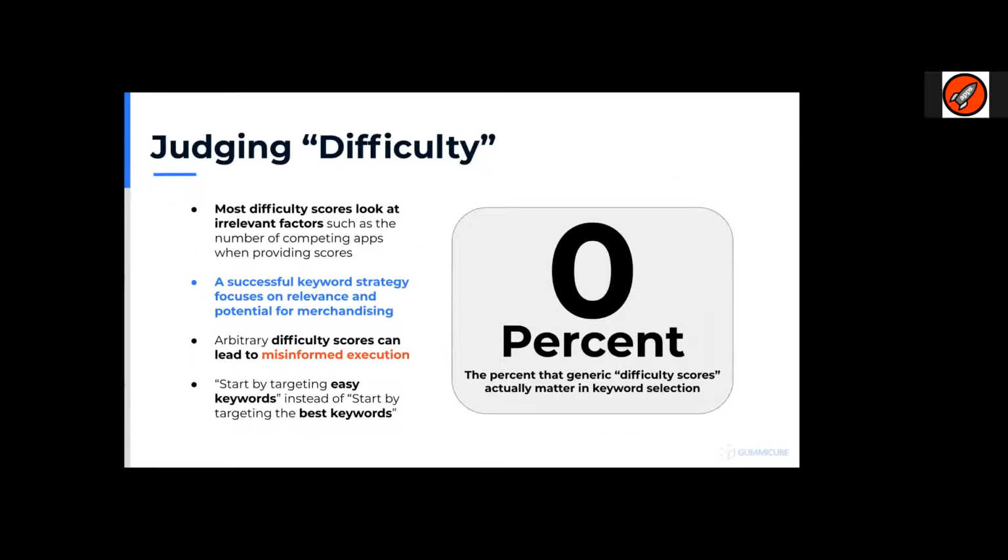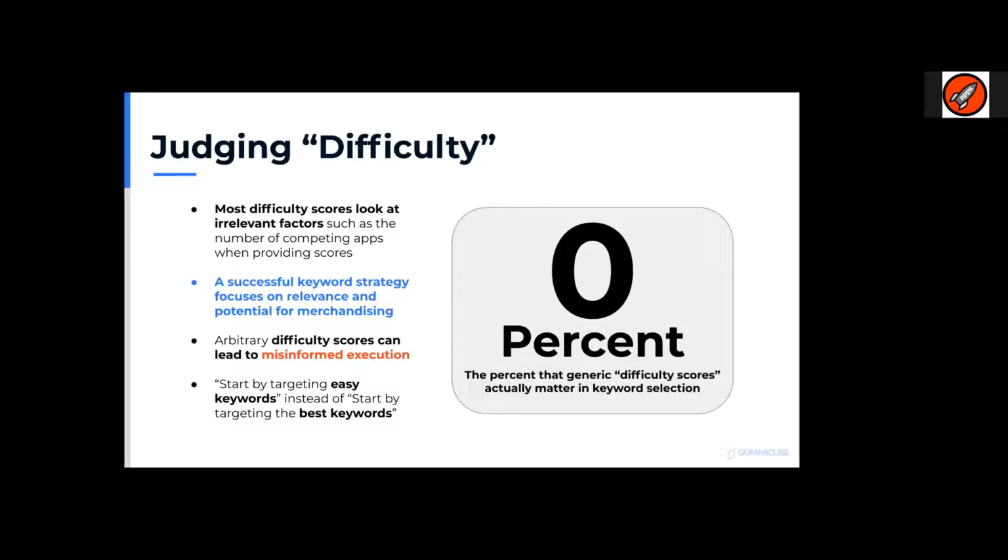The other challenge that we see, which is simply not true in terms of the way ASO works, is judging what people refer to as difficulty when evaluating what keywords to select. Most difficulty scores in most tools look at factors like the number of competing apps on a particular keyword. Unfortunately, the number of apps that rank for a keyword has very little to do with how difficult a keyword is to rank for.